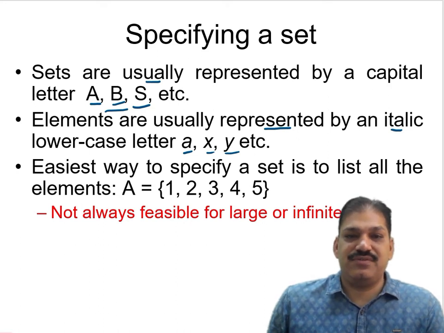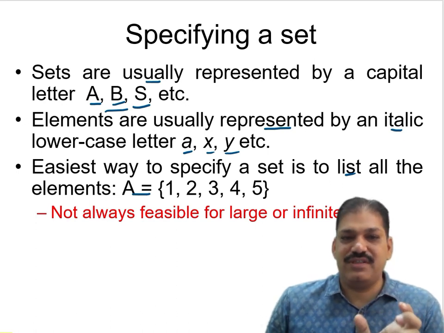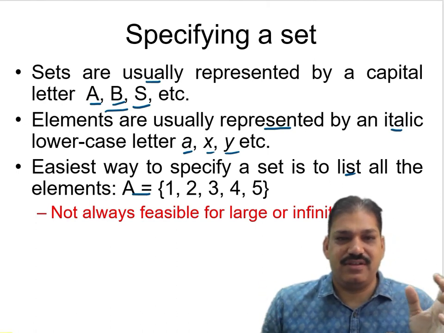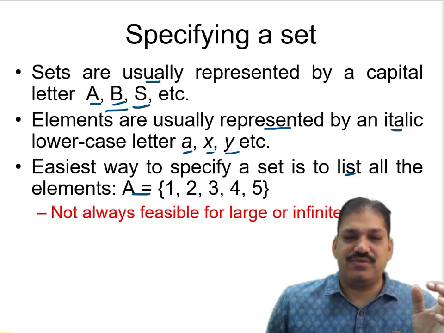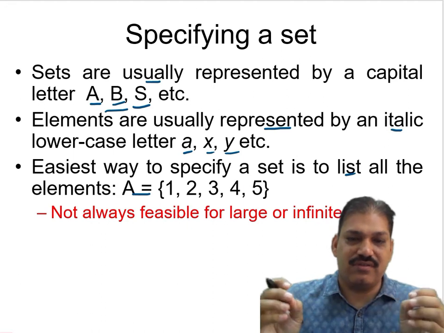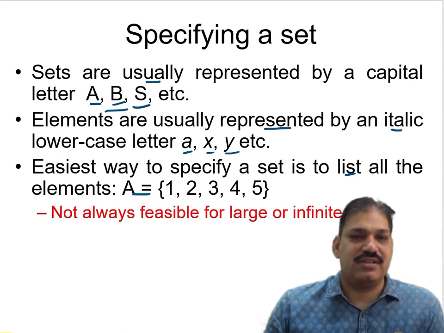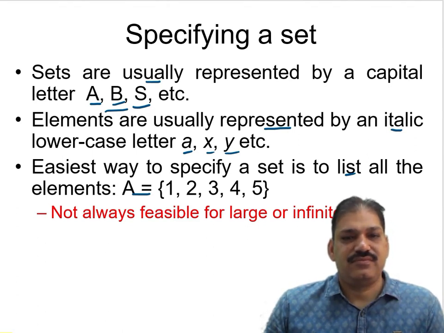Well, the easiest way to specify a set is to list all the elements, which we call the roster form. But it is not always feasible for large and infinite sets. We cannot actually write all the elements. We cannot list out all of them. So we use a rule to specify that set. We'll talk about it at a later stage.